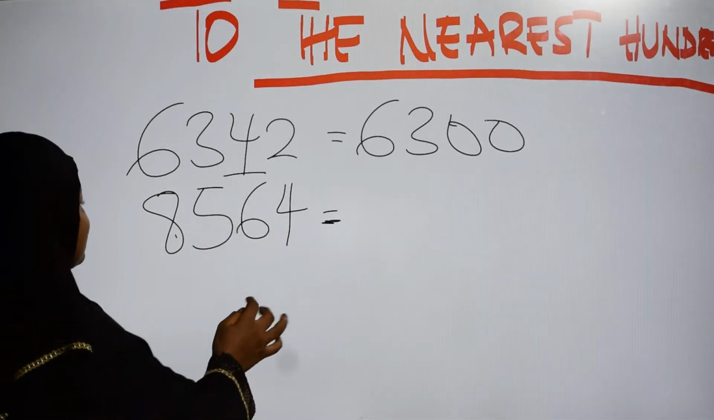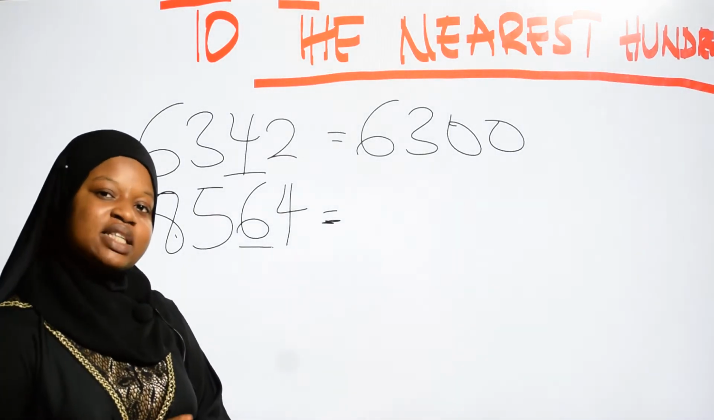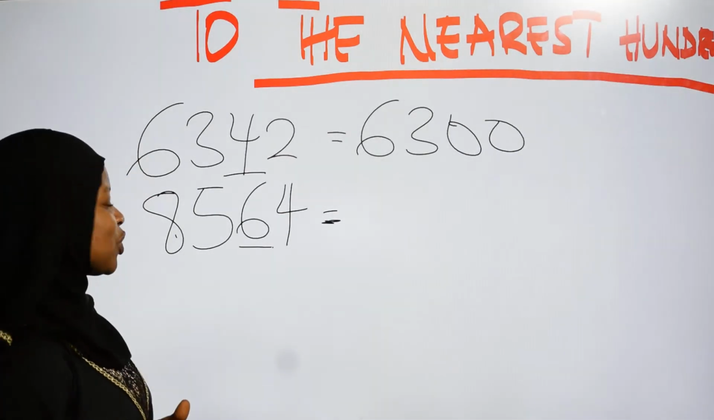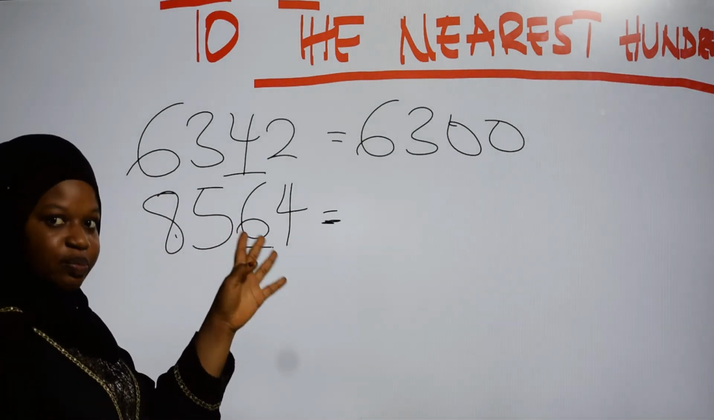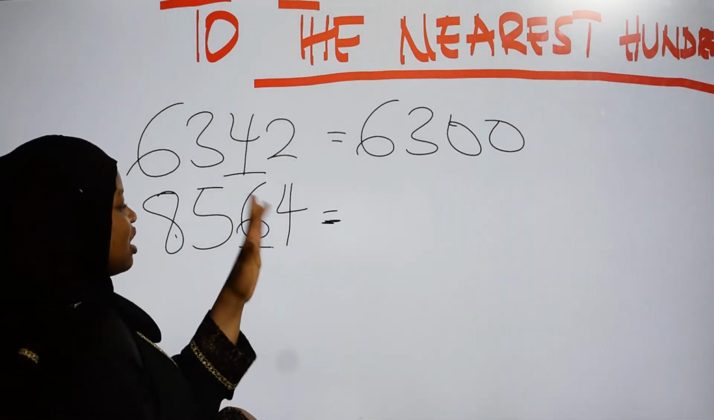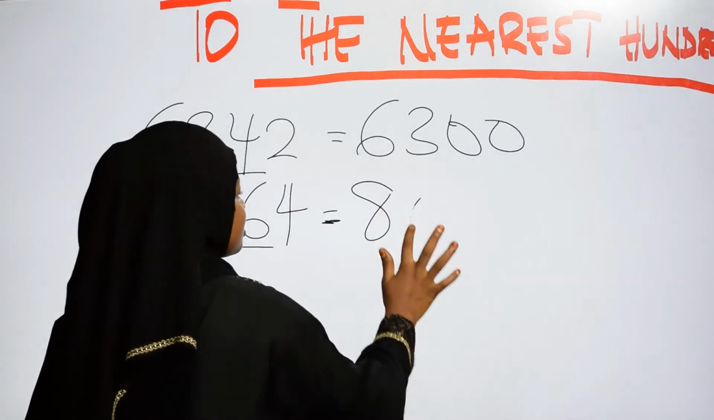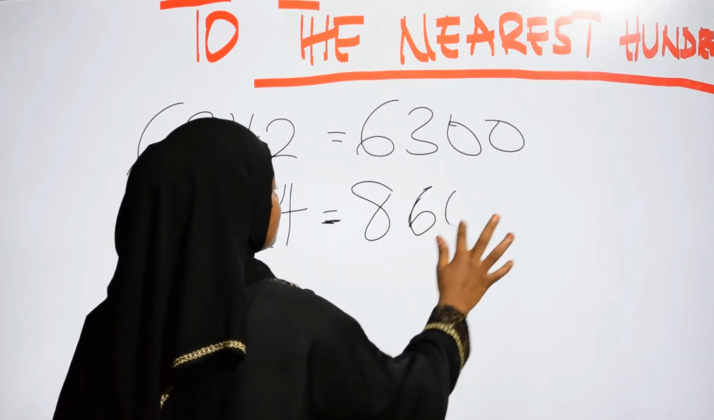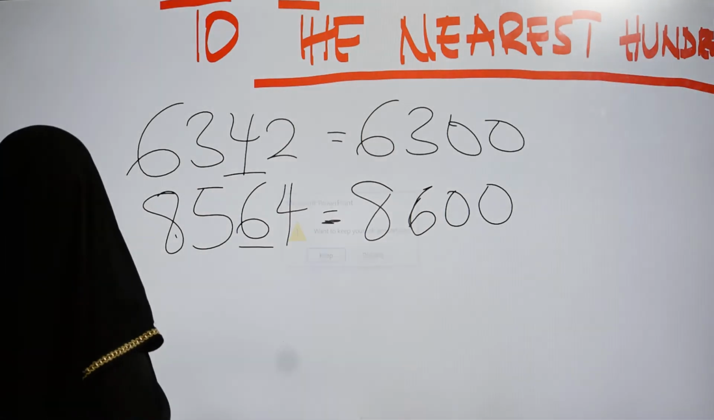I look at my digit in the tens place. And what is it? It is 6. Is 6 more or less than 5? Of course, it is more than 5. So what do we do? I add 1 to the digit in the hundreds place. It is 5. So now it becomes 6. And then I maintain this with 0. So it becomes 8,600. Very, very easy. Now let's move on.